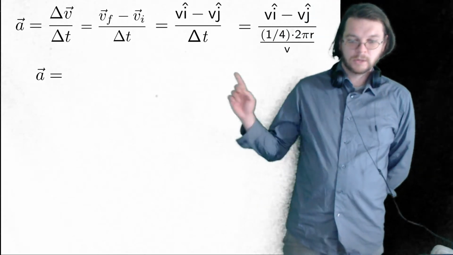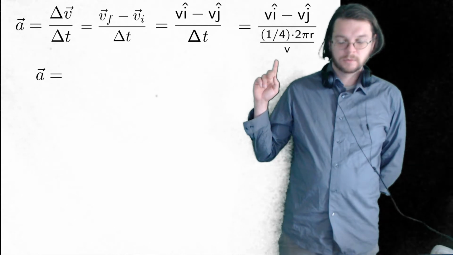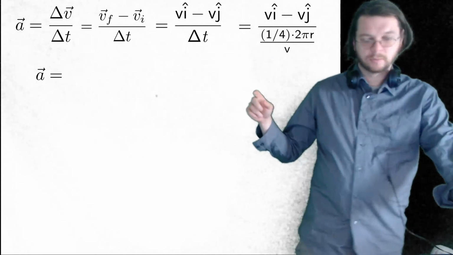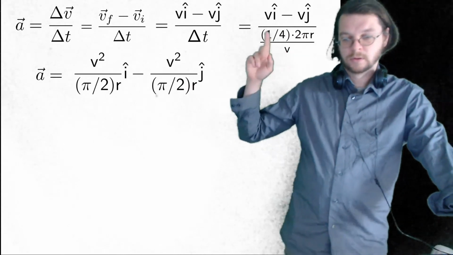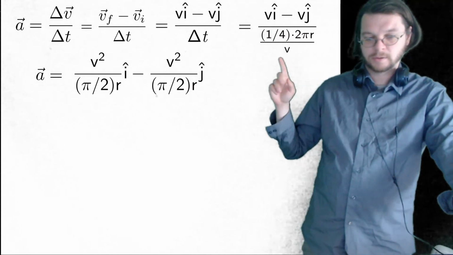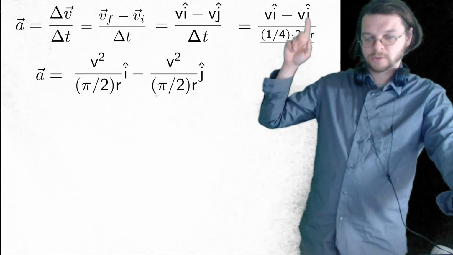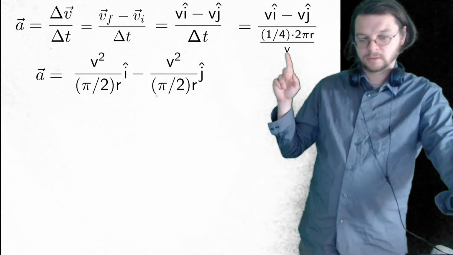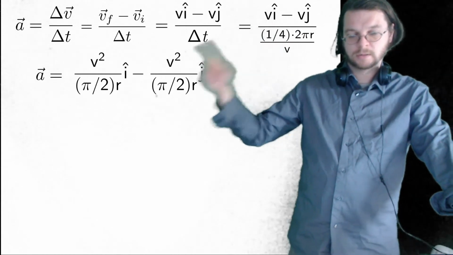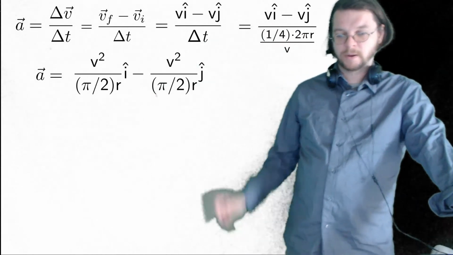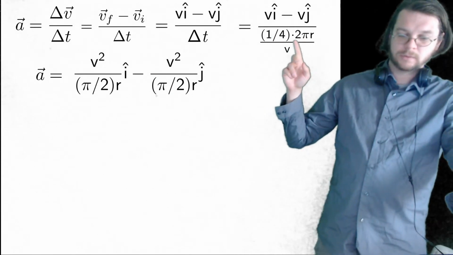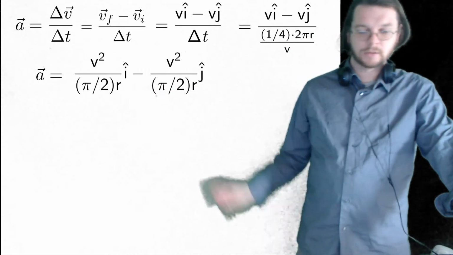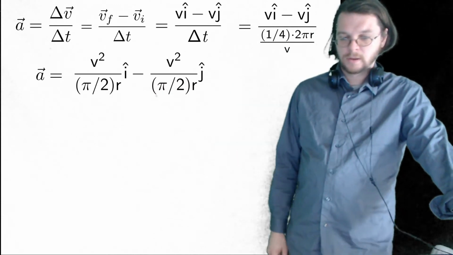Okay, so we got this expression. We can rewrite it over here. I think we're going to separate it out into the two components. There we go, that's right. So we got this thing divided by that. Now what's interesting is you can multiply the top and the bottom by v, and that allows this v to cancel, so you end up with a v squared at the top, divided by this. 2 divided by 4 is 1/2, so you end up with a pi over 2, things like that. So this is what we get for the acceleration.